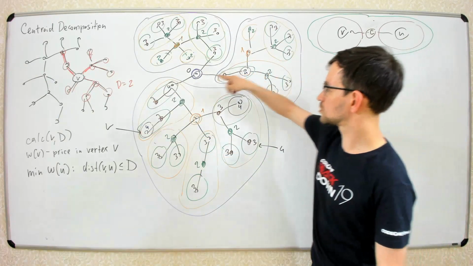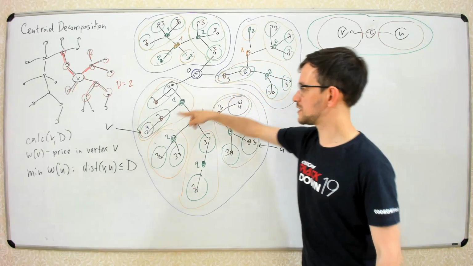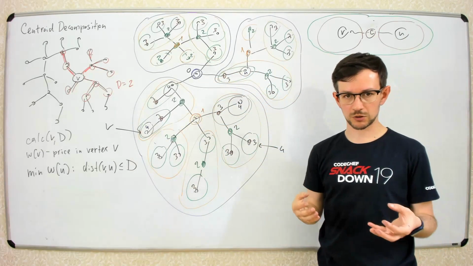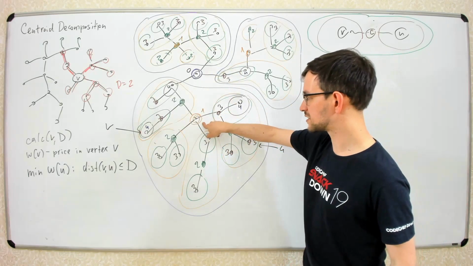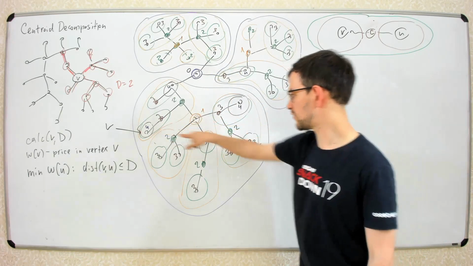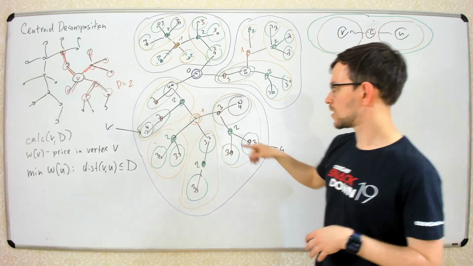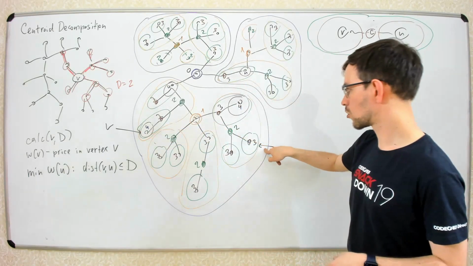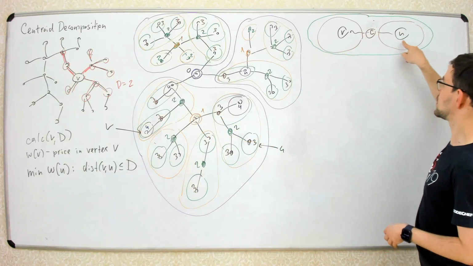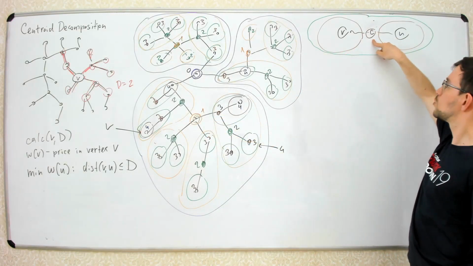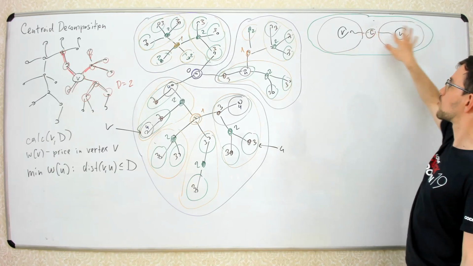Now you take the first centroid and see if U and V belong to the same component. Yes, they belong to the same component, so you go deeper. Now here you take this centroid, and now U and V belong to different components. So the path from U to V goes through this centroid. So on the path from V to U, there is always some centroid which belongs to some connected component which contains both U and V.